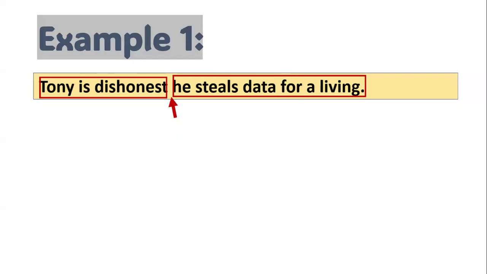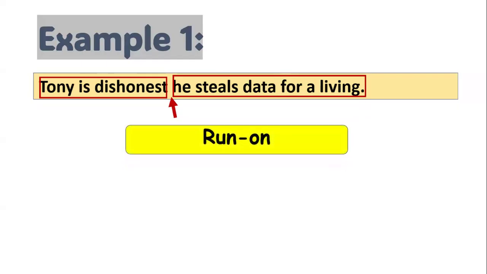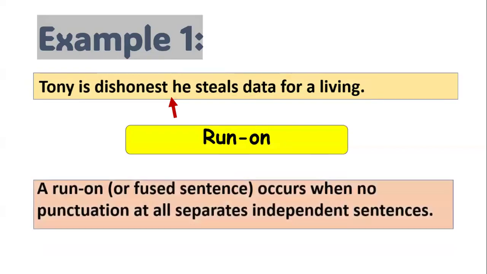And that's why we call this type of sentence a run-on, which is one of the problematic areas when it comes to punctuation. So what is a run-on sentence or a fused sentence? It is a sentence which occurs when no punctuation at all separates independent sentences like the one we have right now. Let's look at another problem. Let's look at this example.